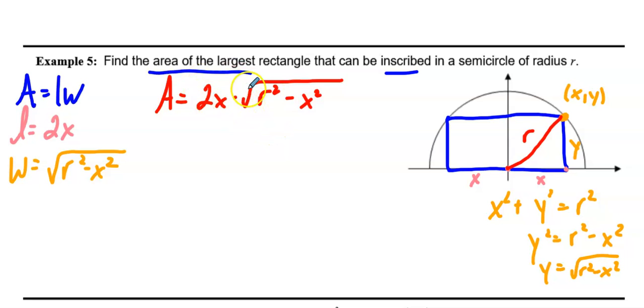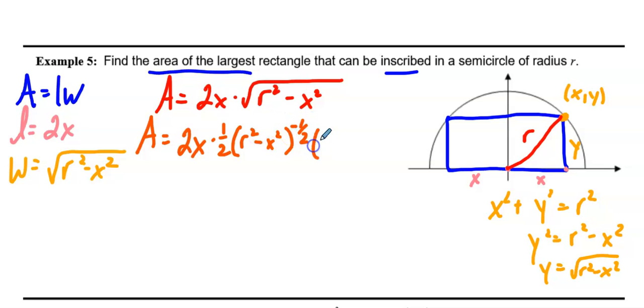We're fine with that. So this is our equation, and now we have to take the derivative of this, which means we have to use the product rule. Right, we have to use the product rule. So we're going to do 2x, and then we're going to multiply by the derivative of this, which is going to be 1/2. We're going to leave everything inside of the parentheses alone, to the negative 1/2 power, and then we're going to multiply by the derivative of what's inside this parentheses. Well, the radius is just a number, so that derivative is going to be 0. So it's going to be minus 2x. Okay, so that whole crazy thing right there.